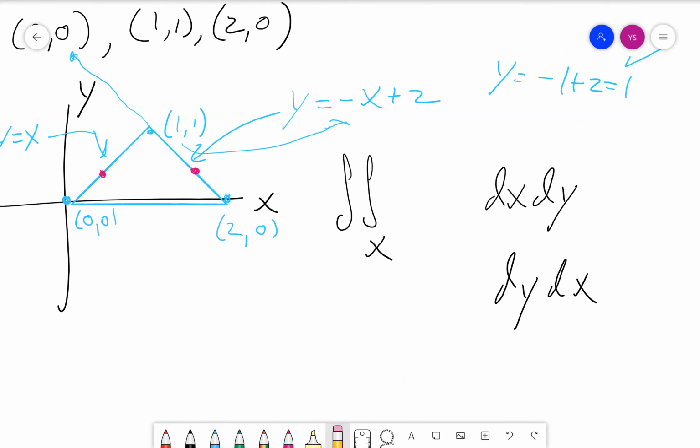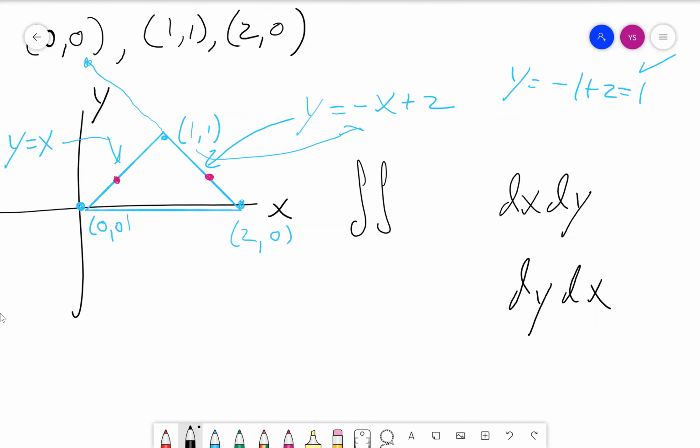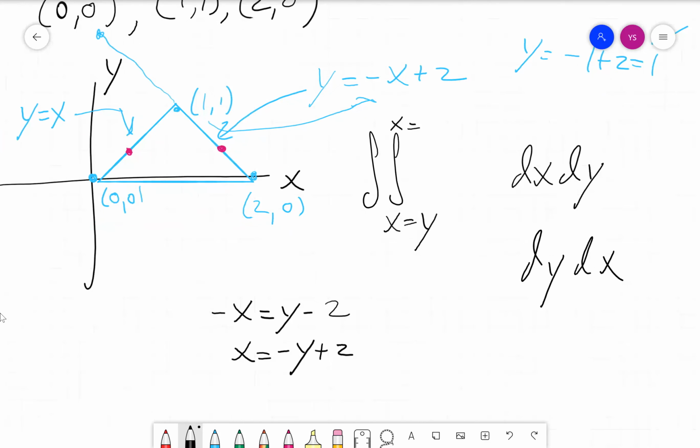And so then what is our upper bound? This over here is x is equal to y. What is our upper bound going to be? It's going to be negative x is equal to y minus 2. So x is equal to negative y plus 2, right? Does that make sense? Any questions? Okay, from where until where does our y go?